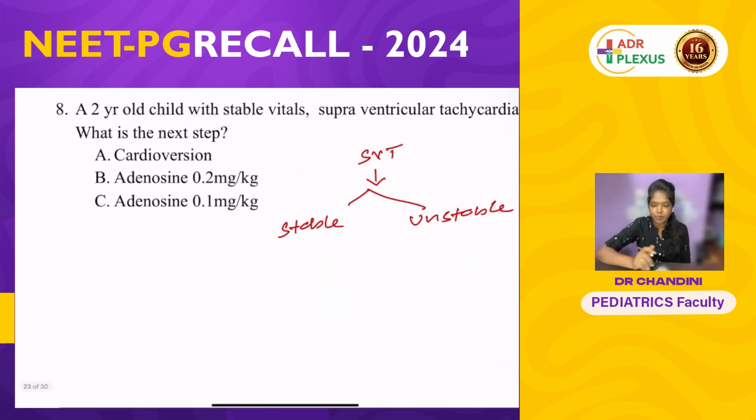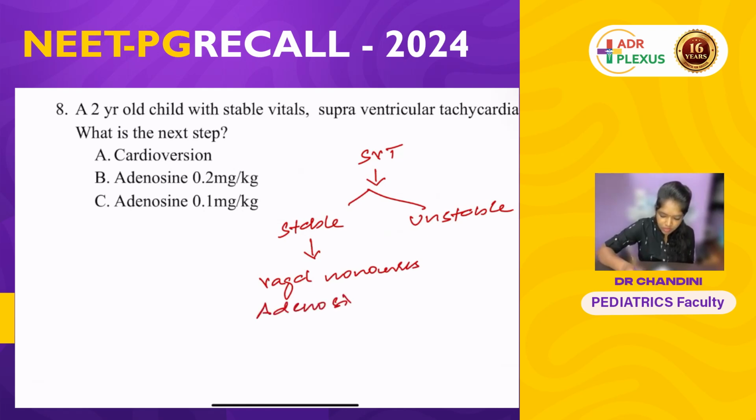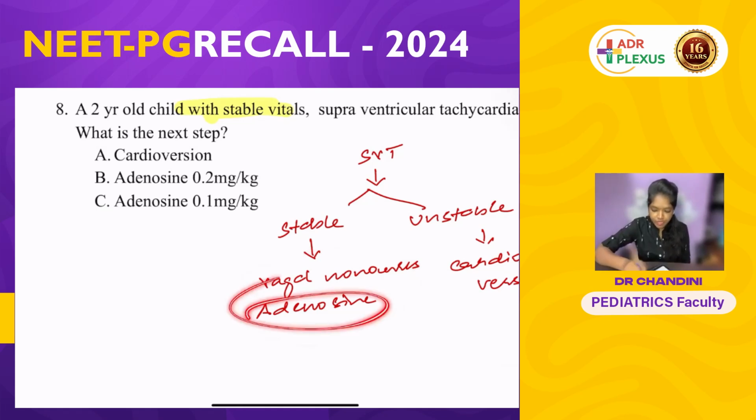Stable or unstable. So if the child is stable, we will go to vagal maneuvers and we will give adenosine. If the child is unstable, we will go with cardioversion, DC cardioversion, synchronized DC cardioversion. But here they say the child is stable. So when the vitals are stable, we are going for vagal maneuvers and adenosine. Vagal maneuver is not there in the option. So we are going into adenosine.